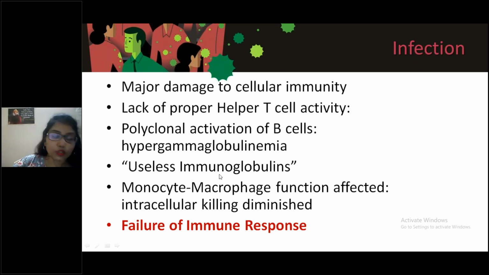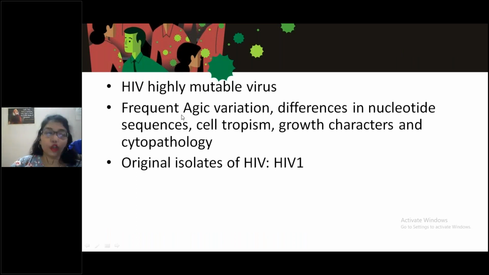Why are they useless? Because the provirus DNA has remained inside the cell and they can do nothing. So a lot of useless immunoglobulins are produced. Monocyte macrophage function is affected, intracellular killing is diminished, and there is failure of immune response because the helper T cell activity is affected. So this you have to remember.